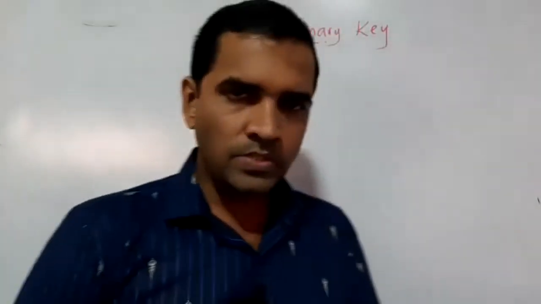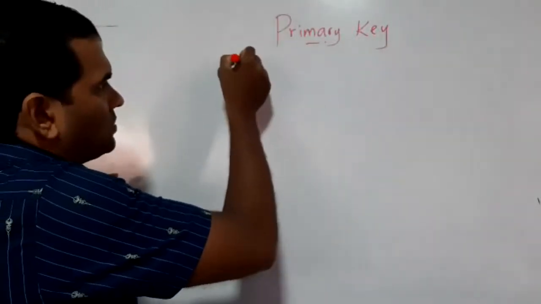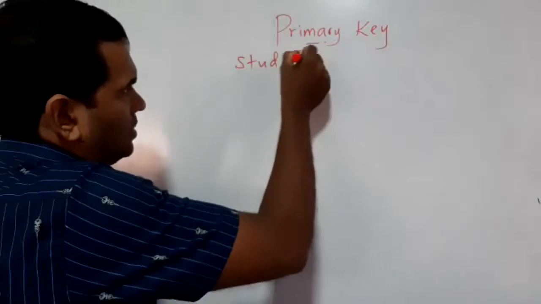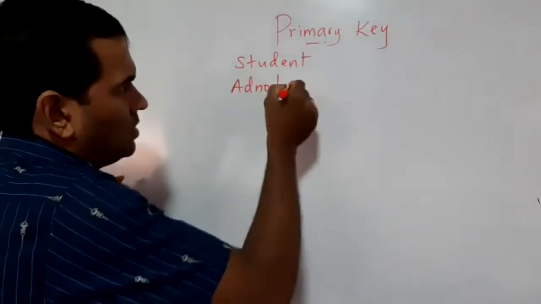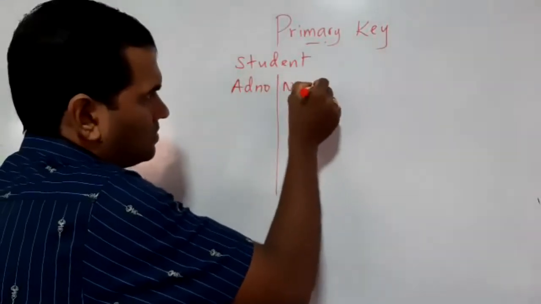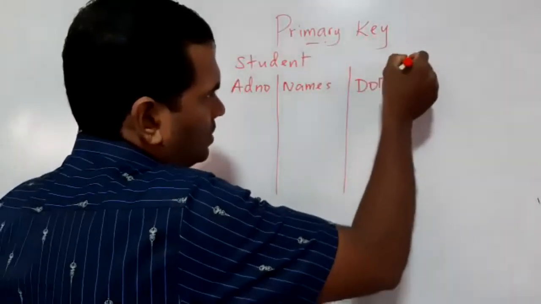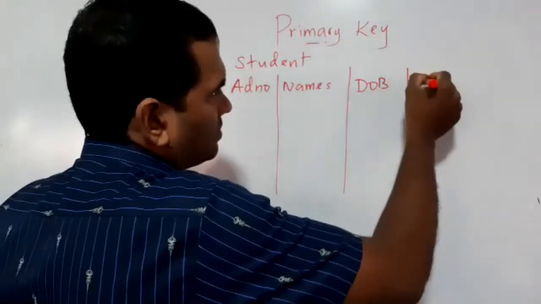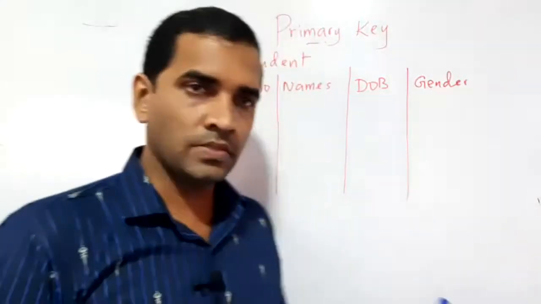So let's take a simple table which has student details, because that is one of the tables which is too close to us. A table with students data. Let me put up a small table. So there is a table for student. You have some fields there: admission number, and your names, your date of birth, and also the gender. These are enough for explaining the concept.